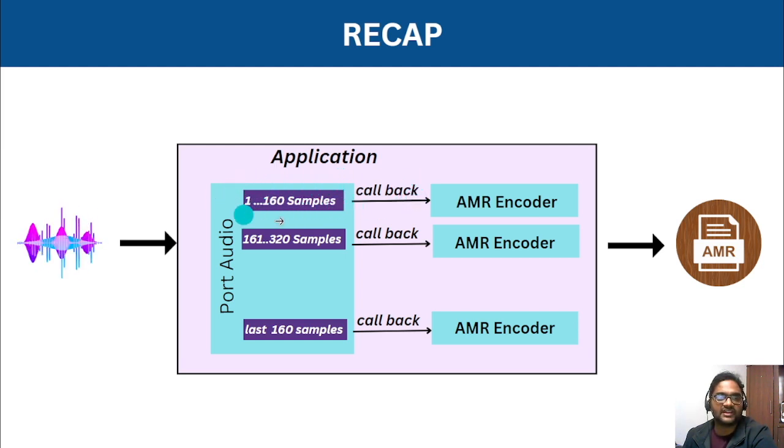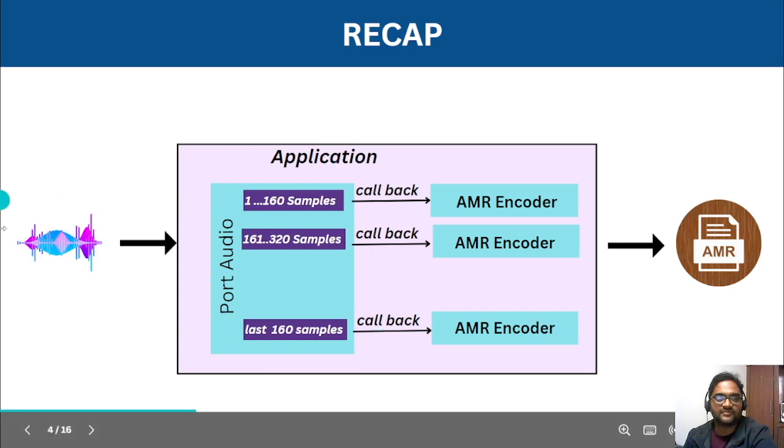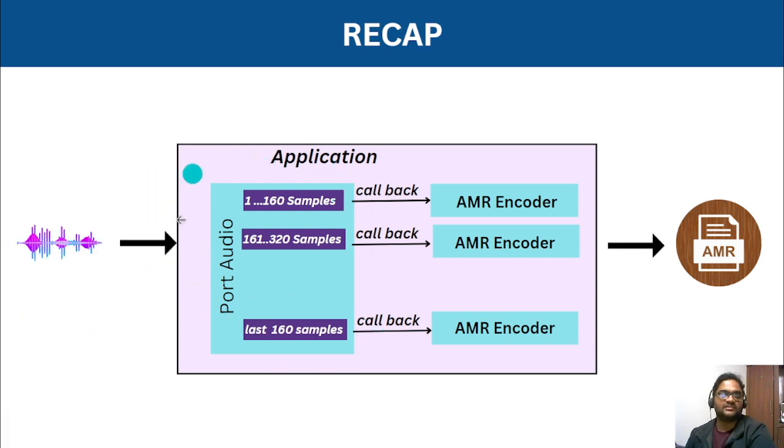So this is about the AMR spec. Per frame, AMR has 160 samples, and we got those 160 samples with the help of the PortAudio framework. Once the samples are there, the callback happens and passes the data to the encoder, and the encoder encodes it and writes the encoded data. This happens until all the frames from the mic are captured, and finally we write the data into the AMR file. So this is about the AMR conversion.